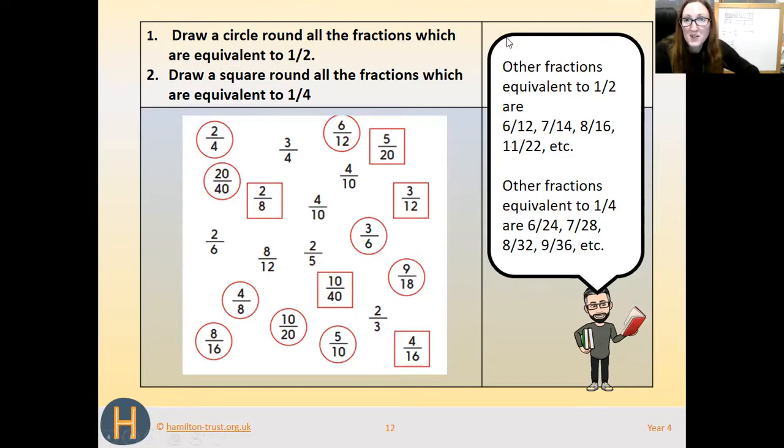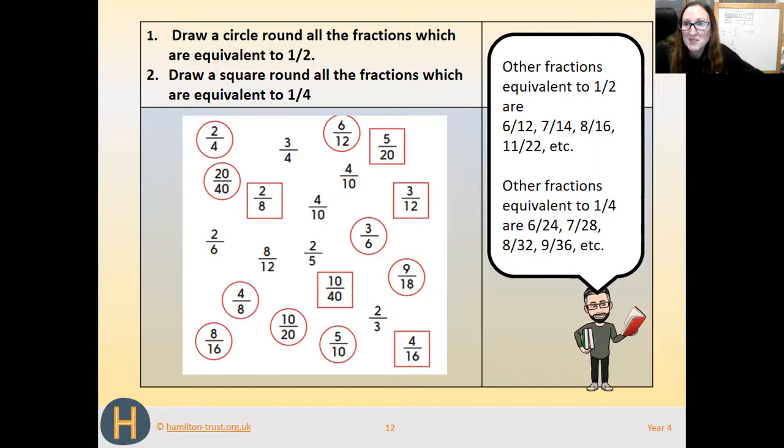For those of you that felt ready for the extension today, there's lots of different possible answers, endless possible answers for equivalent fractions to a half and a quarter, but here are some examples. So you've got 6/12ths, 7/14ths, 8/16ths, 11/22nds. I don't know how you say that fraction, but there's lots of them.